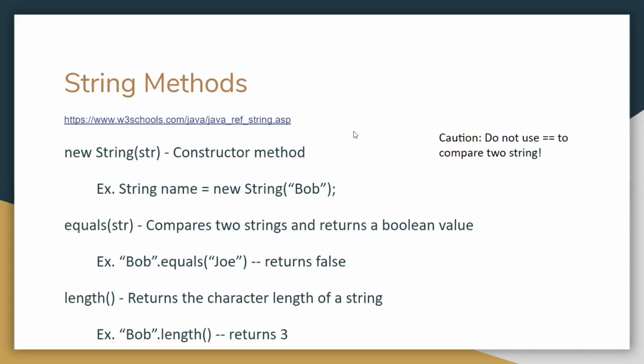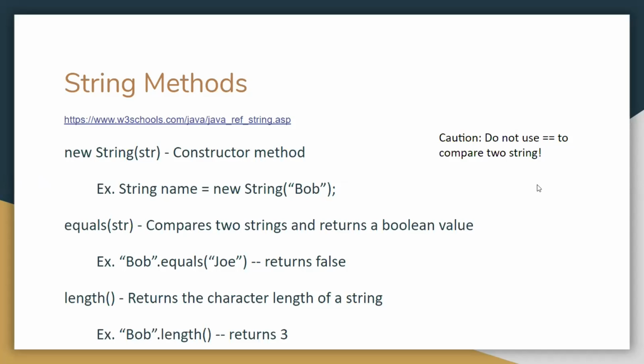Okay, so the next method I want to go over is the equals method. So equals(str). Str stands for some string variable or value that the method requires as an input.